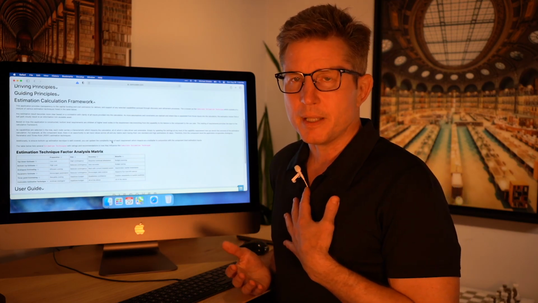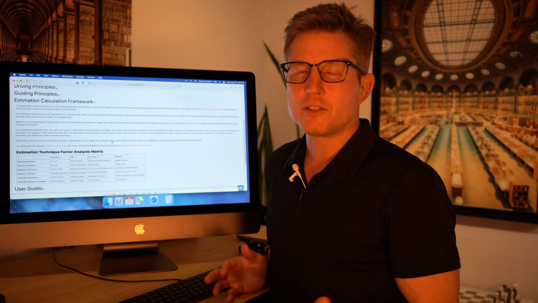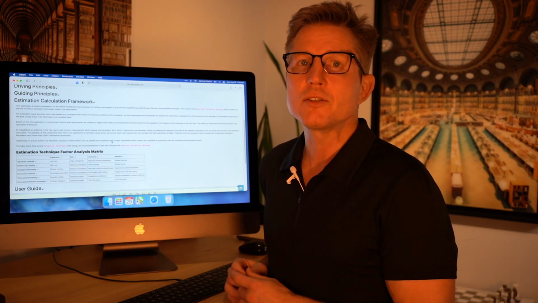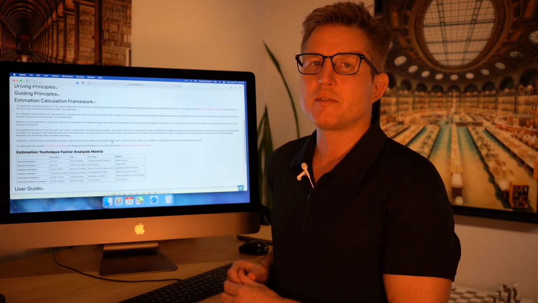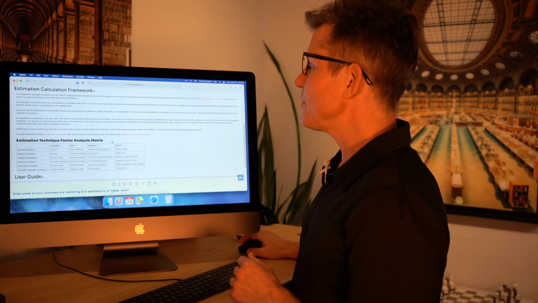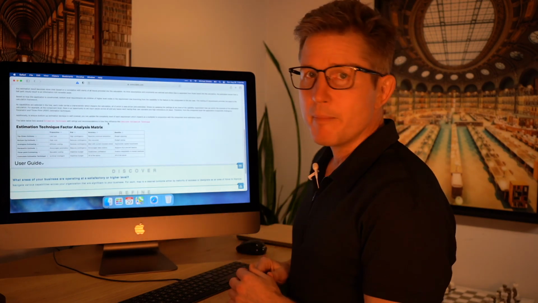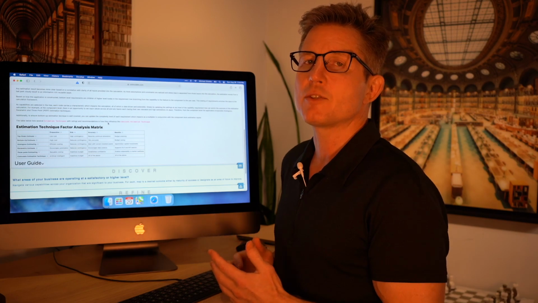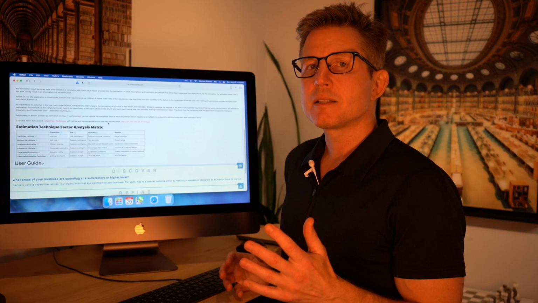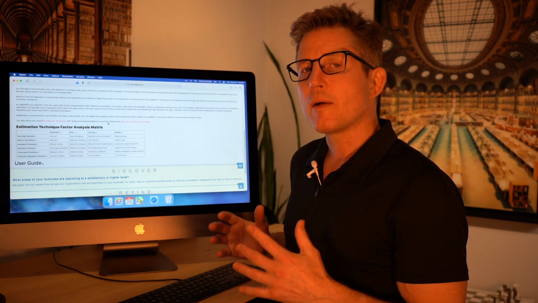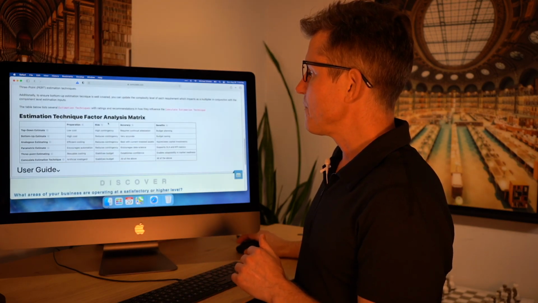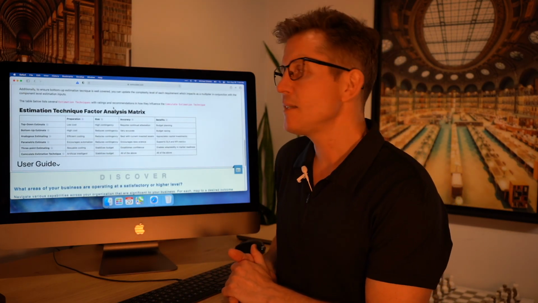I'm a PMP, and I've been a PMP since 2005. To be a successful project manager, you have to have a good understanding of various estimation techniques and understand the pros and cons of each. So let's review that here. We have a factor analysis matrix that compares all of the different estimation techniques across each other, so that we can understand the pros and cons. Let me just blow up this table here so we can see it in detail.